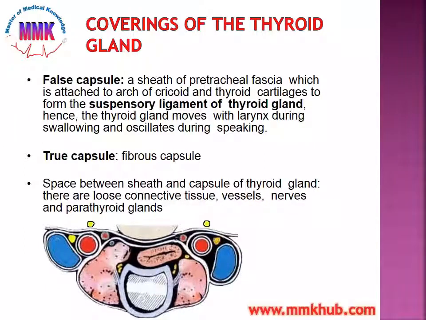There is a space between the sheath and capsule of the thyroid gland which contains the loose connective tissue, vessels, nerves and parathyroid gland.